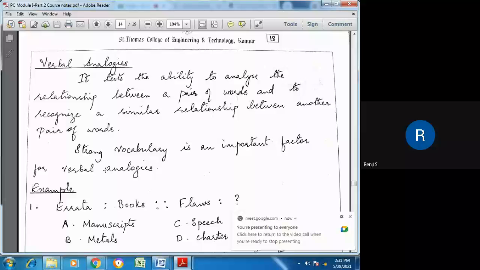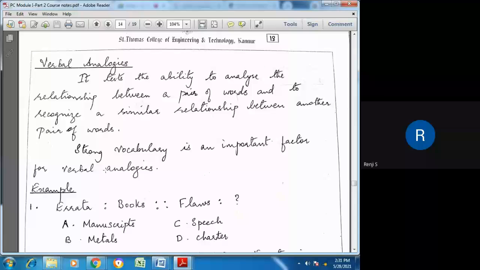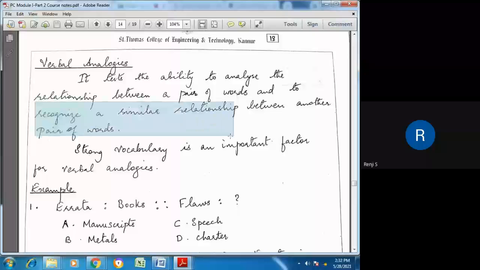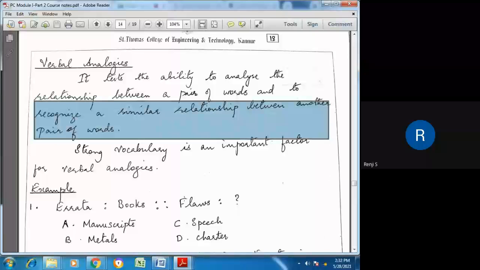Analogies show the relationship between words. One word is related to the other. There is some particular relationship between the two words, and you have to identify what the relationship is. So it tests the ability to analyze the relationship between a pair of words. Given a pair of words, you have to find out the relationship, and after identifying it, you have to recognize a similar relationship between another pair of words.